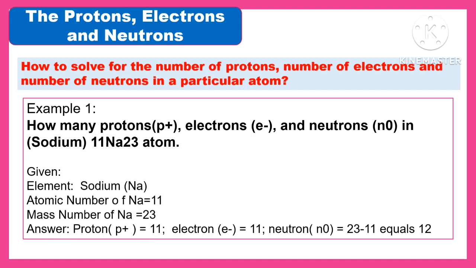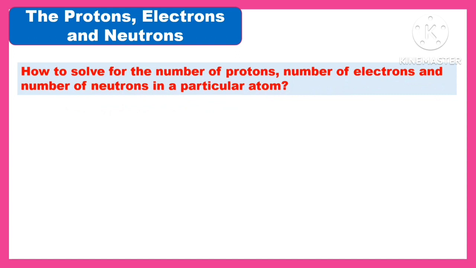And the answer is: protons, 11; electrons, 11; neutrons, 23 minus 11, so the answer is 12. Therefore, there are 11 protons, 11 electrons, and 12 neutrons in sodium.